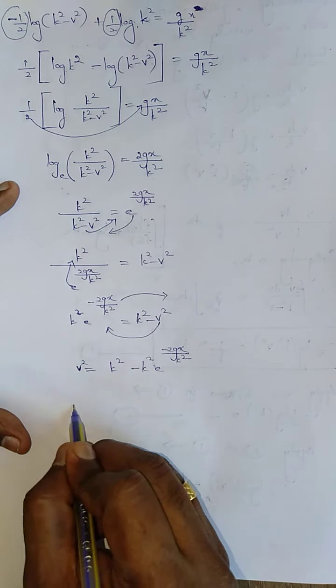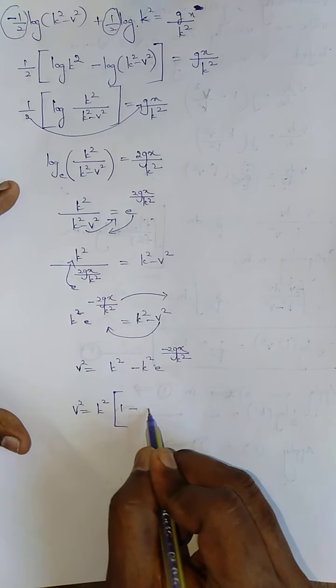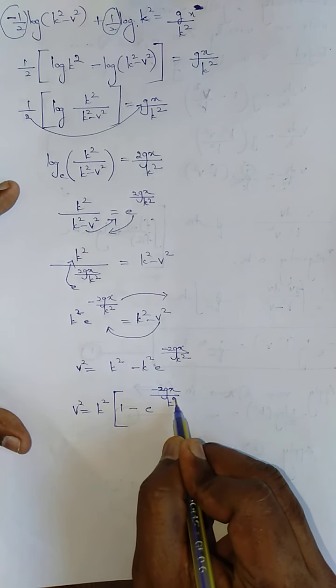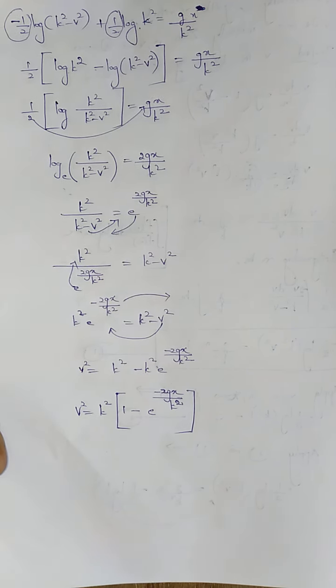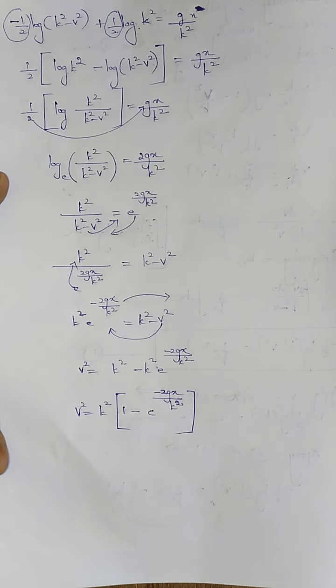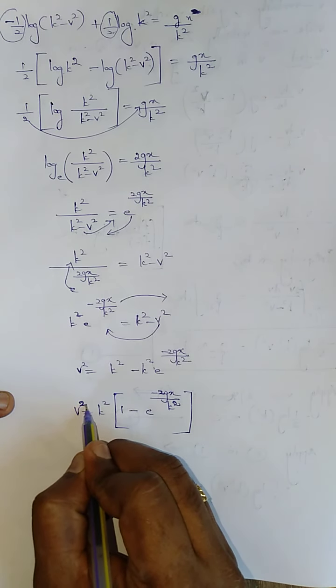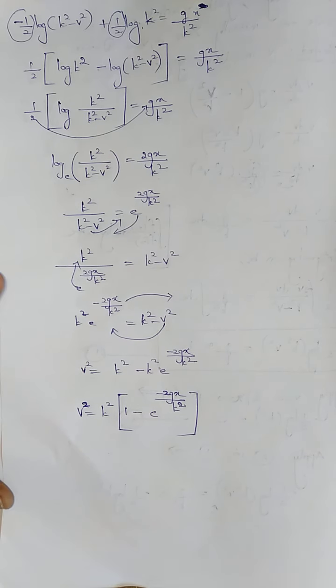What can I take common? K square I can take common. V square is equal to k square, open the bracket, 1 minus e power minus 2gx divided by k square. So this is the required answer for this sum. See, this answer is given for v square, not v. So we are finishing this sum in this step. Thank you.